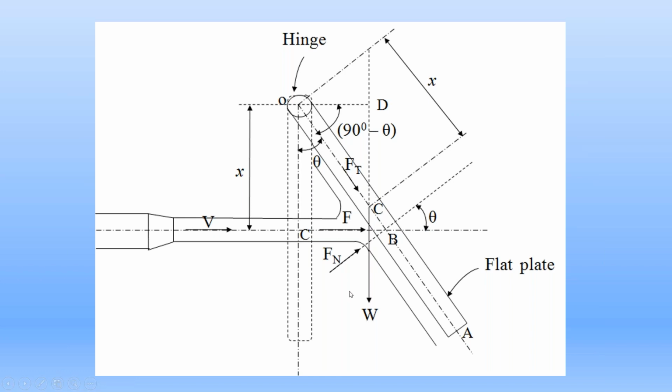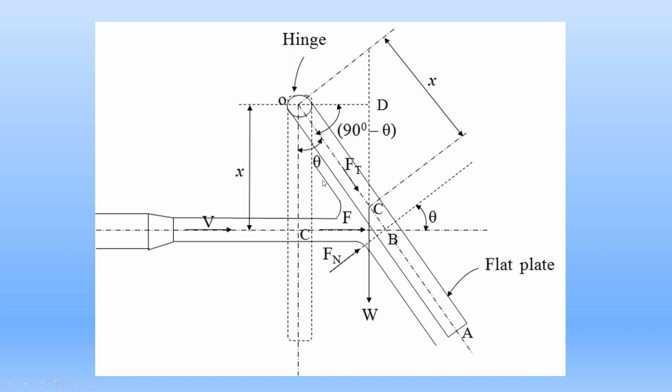Three forces are acting on the metal plate after the deflection. First force is the weight of the metal plate W passing through this point C. Next one is normal force Fn passing through point B in the perpendicular direction. Third force is Ft along the axis of the metal plate.